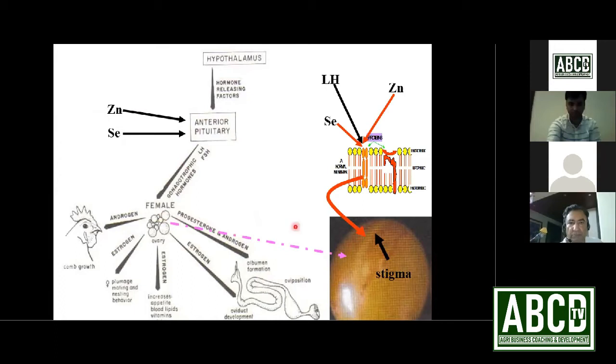Let's go to the stigma. That is the part of the follicle that is going to be ruptured by the action of a hormone called LH. Here is the LH. For the receptor on which LH is going to act to be synthesized, you need zinc through the zinc fingers. And then you need stability of this receptor so it is not damaged. Because this is like a key in the lock, you need to have selenium. In this case, it is going to work. You're going to have one ovulation.